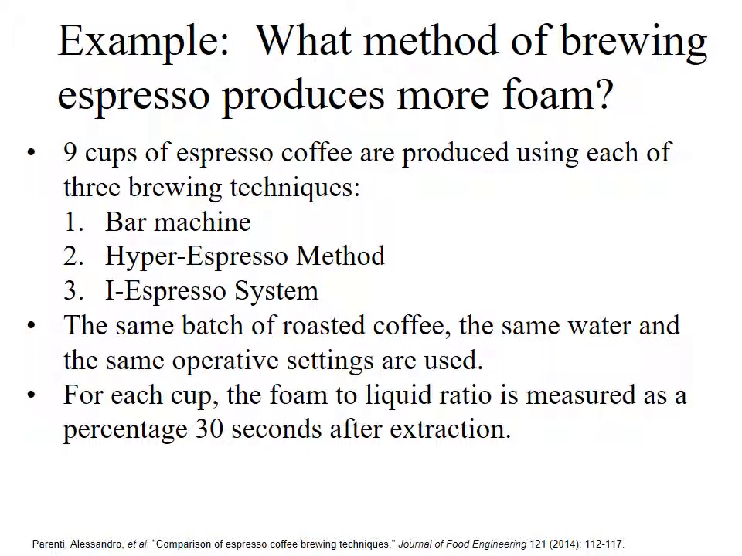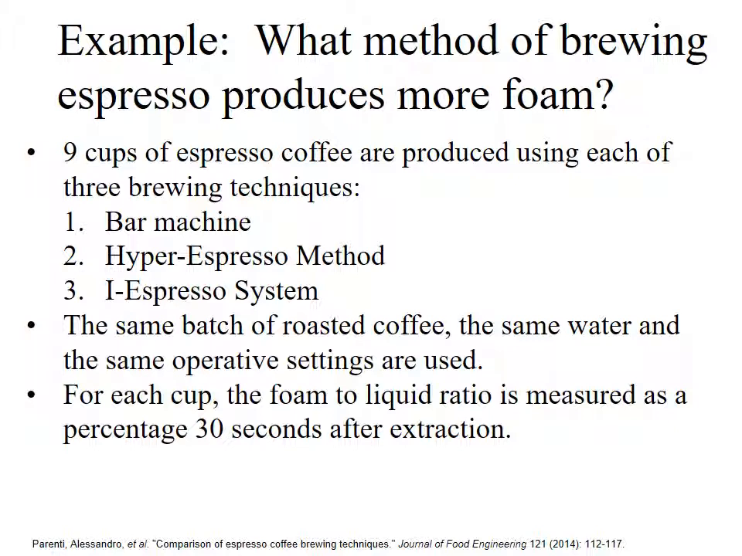So let's do a nice specific example. Here's an interesting paper I was reading. The paper was comparing different espresso coffee brewing techniques, published in the Journal of Food Engineering, and they did a whole bunch of studies on this, but one little bit of data we're going to look at is where they compared the amount of foam produced. They had 3 different espresso brewing methods, and in each case they figured how much foam they produced. So they did 9 cups of espresso coffee using each of 3 brewing methods: using a bar machine, using the hyper espresso method, and the espresso system.